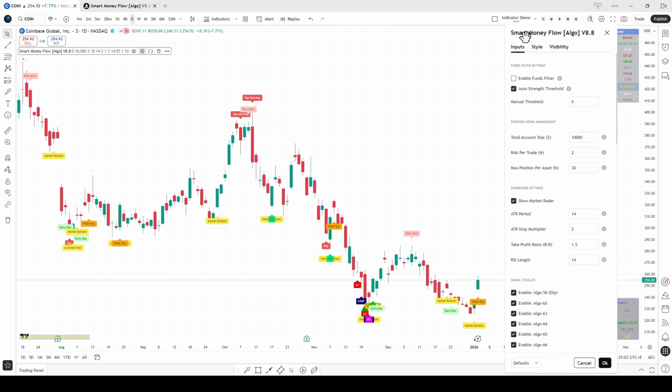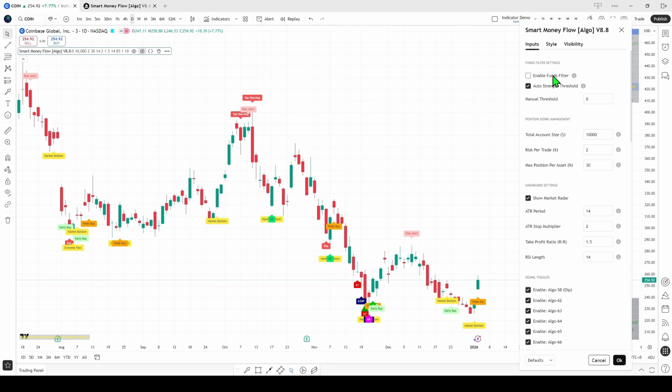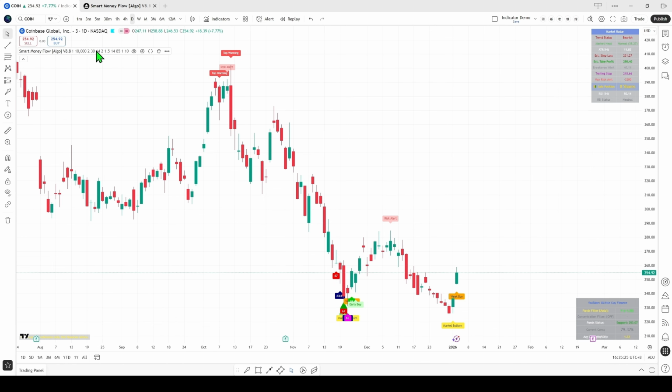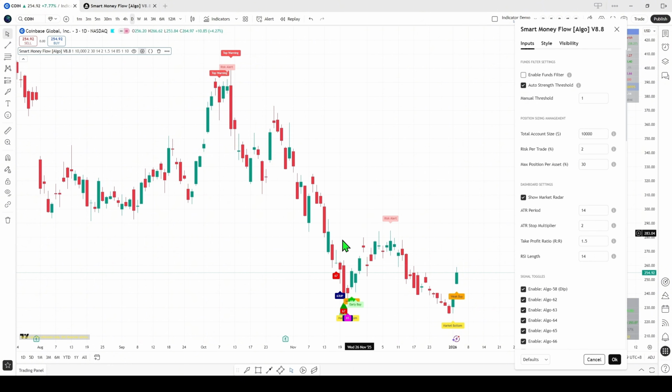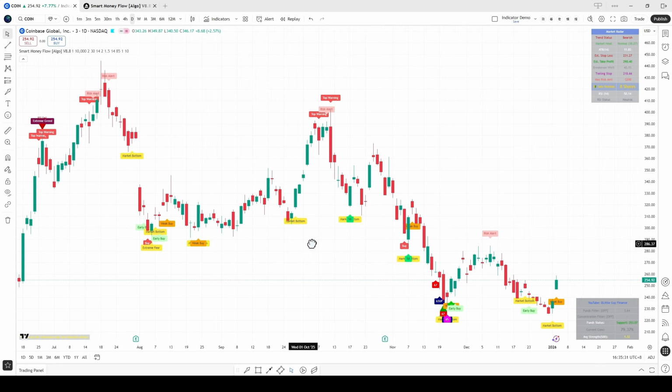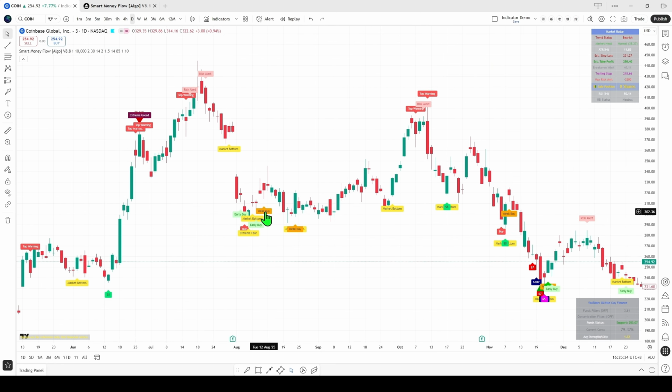We open the Settings panel, find Enable Funds Filter, check this option, and then check Auto Strength Threshold. If you don't want to check Auto Strength, you can change it to Manual and set a value to help you filter. Automatic is more scientific, so I suggest everyone use Automatic. We can see that when we enable the Funds Filter, most of the false signals are filtered out. That is to say, if we turn on Funds Filter 1 and the main bottom signal still exists, then you must pay close attention. Is this stock about to bottom out and rebound?